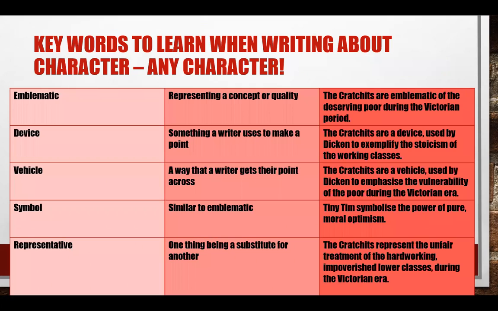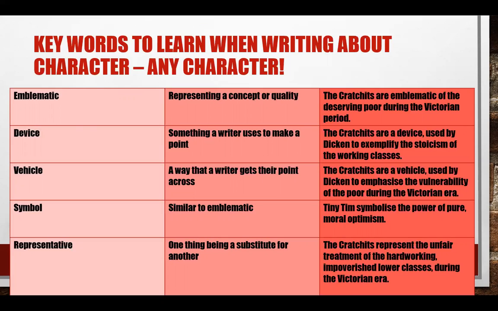So, we'll just go through our key words. Again, these are in every video, but I change the examples every time to fit with the character that we're looking at. So first of all, emblematic, representing a concept or quality. The Cratchits are emblematic of the deserving poor during the Victorian period. Device, something a writer uses to make a point. The Cratchits are a device used by Dickens to exemplify the stoicism of the working classes. I'll explain that word stoicism in a bit.